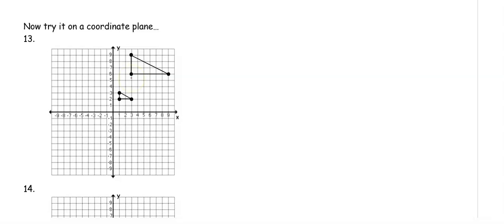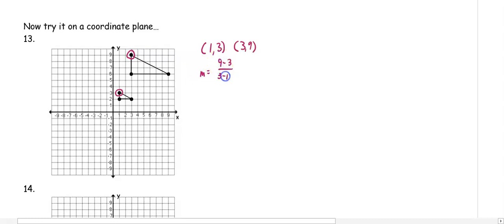So in the first one, I'm going to pick 2 points. So I'm going to first pick the top 2 points of each triangle. So in the smaller triangle, that point is 1, 3. And in the other triangle, that point is 3, 9. So we want to write the equation of a line. So what I'm going to do first is I'm going to find the slope. So in this case, our slope would be 9 minus 3 over 3 minus 1, which would get us 6 over 2, which reduces to 3.